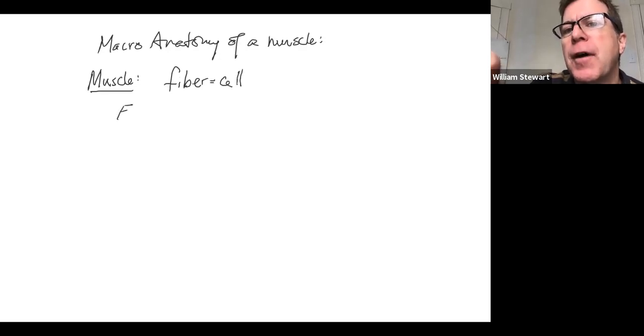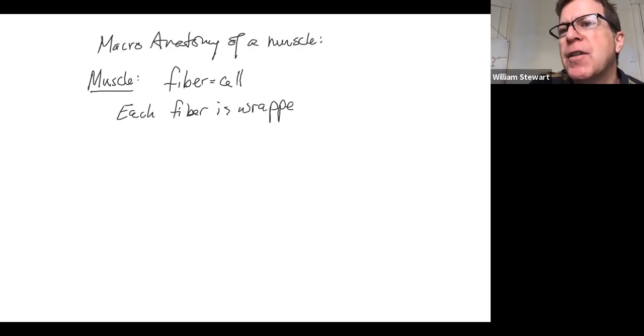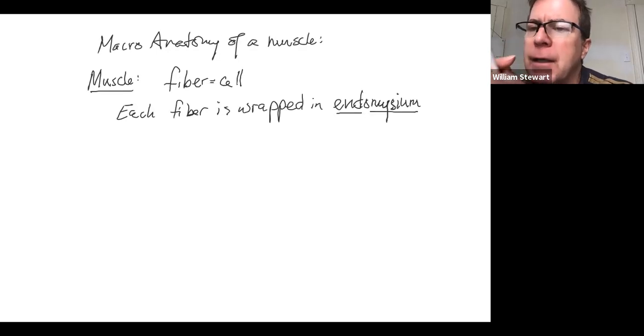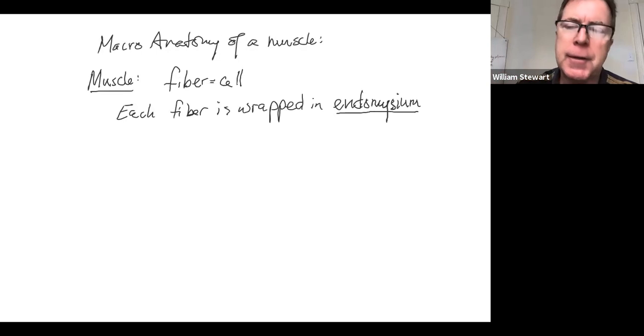Each fiber, muscle fiber, is wrapped in a thin, delicate connective tissue called endomysium. Endomysium, that's E-N-D-O-M-Y-S-I-U-M. Endomysium is a thin, delicate connective tissue that wraps around each individual fiber.